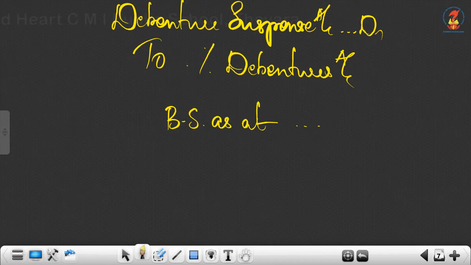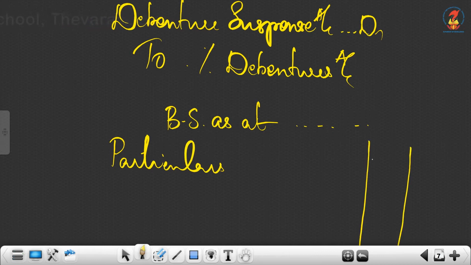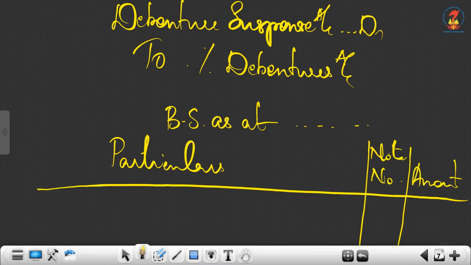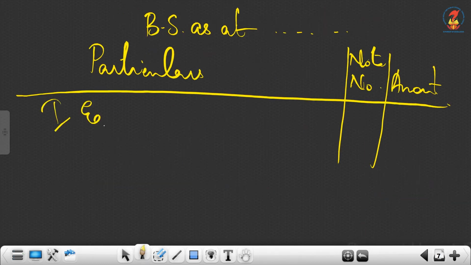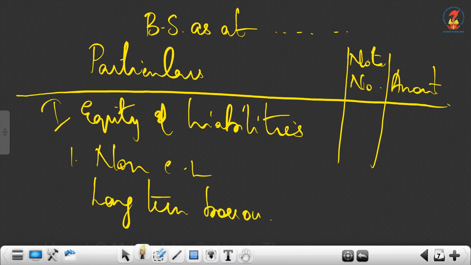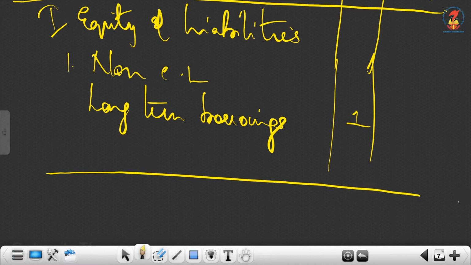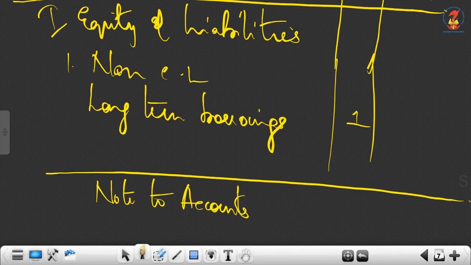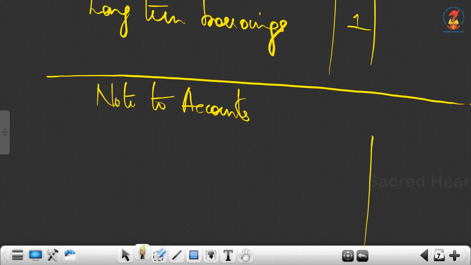So you write balance sheet as at. The balance sheet format is just similar to the previous method. Particulars, note number and amount. Only the note to accounts will vary. So here we have equity and liabilities. Shareholders fund we don't have, so only non-current liabilities. Below that, long term borrowings, against which you write note number 1. So this balance sheet is over. Next we'll do note to accounts, particulars and amount column.